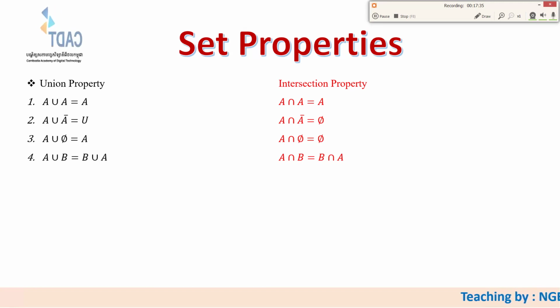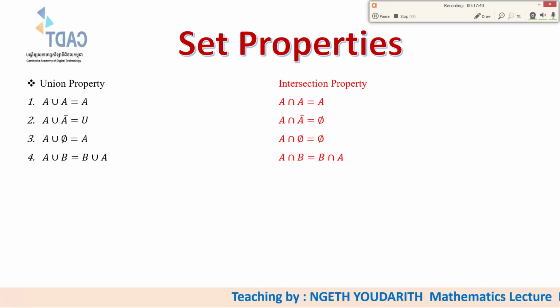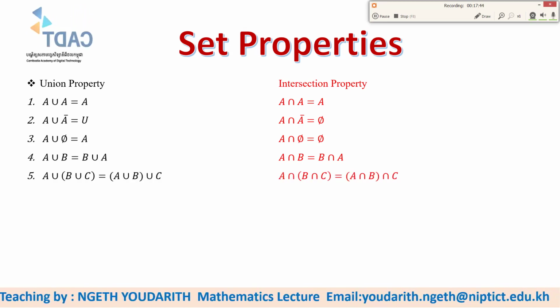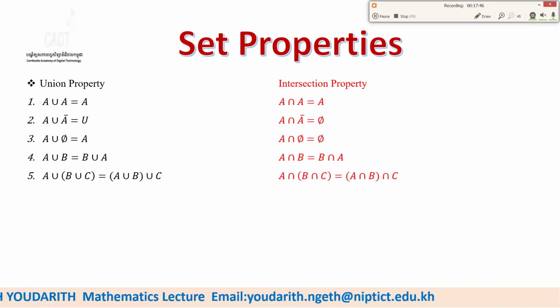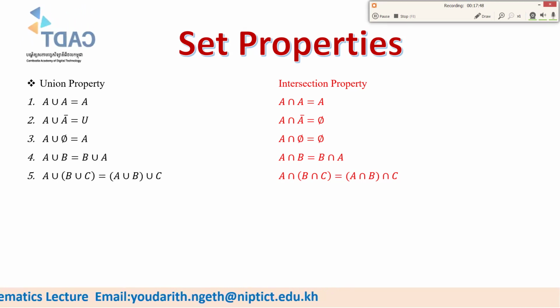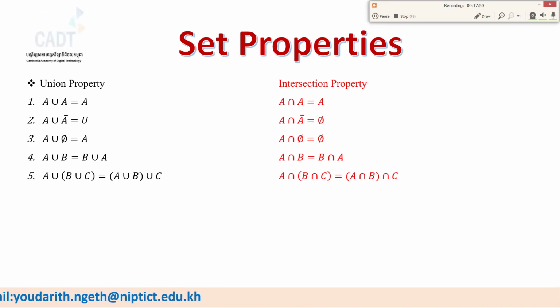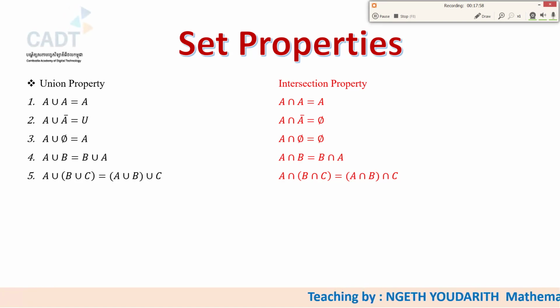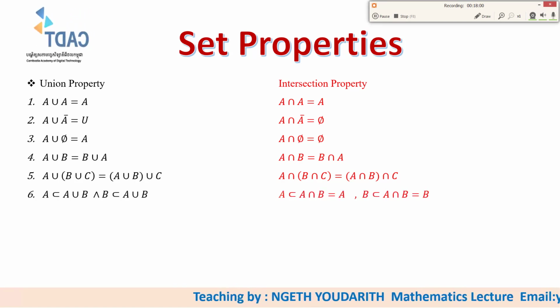A union B is equal to B union A, and A intersection B is equal to B intersection A. This is the commutative property. We can commute them with each other, like our operations of addition or multiplication.